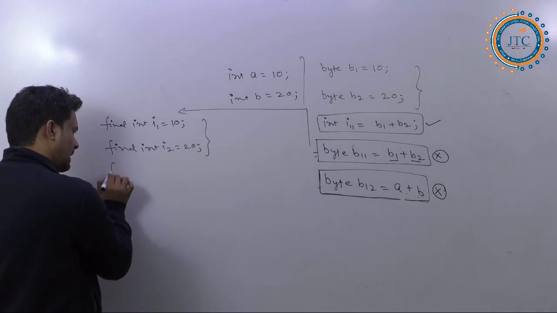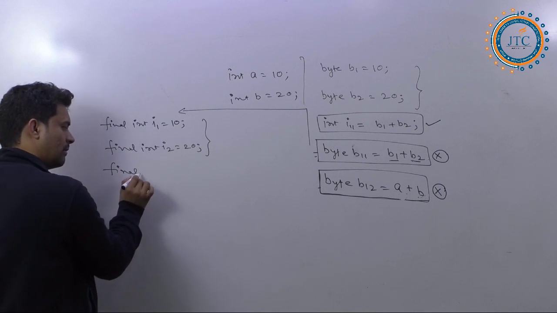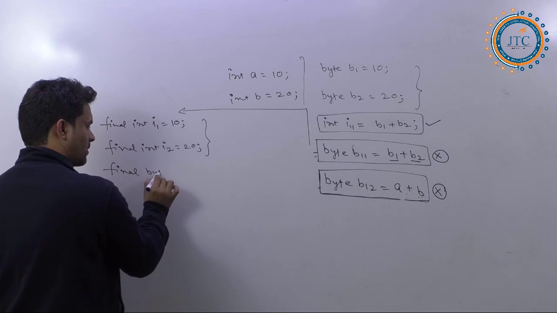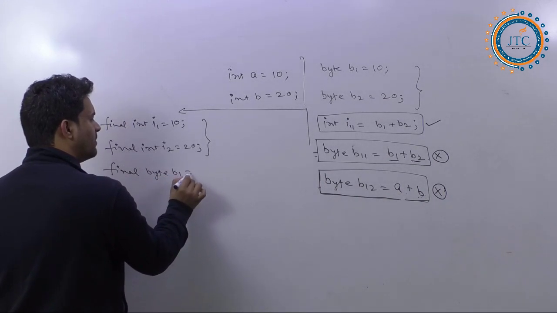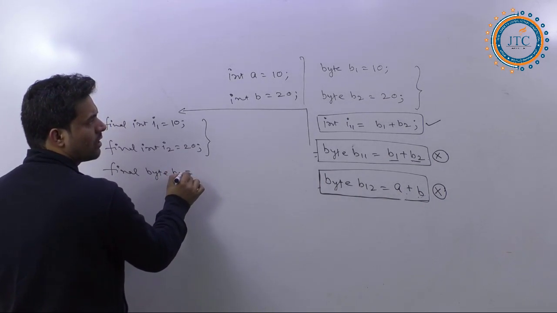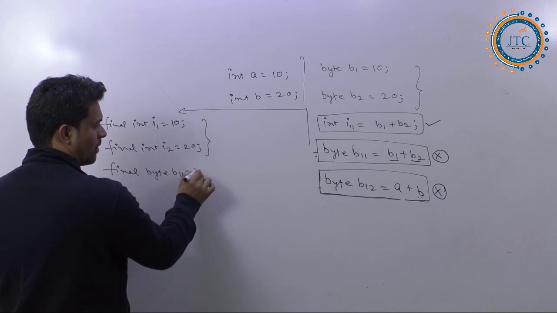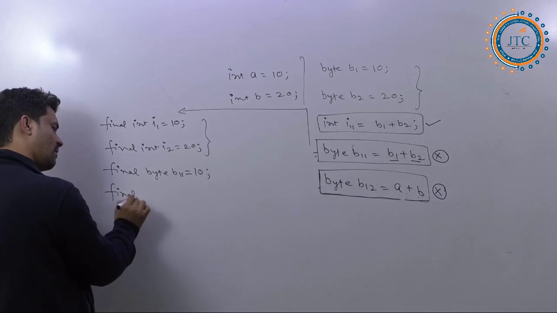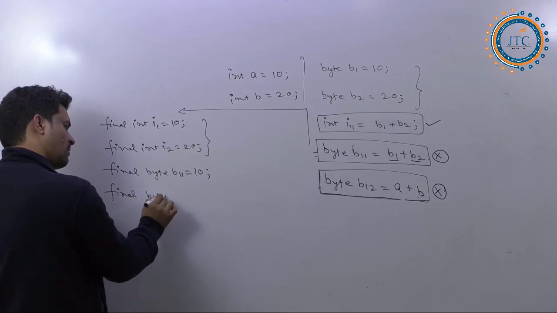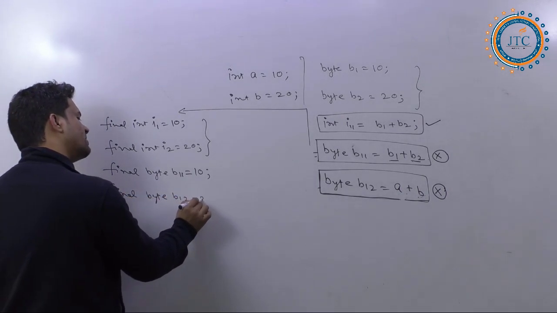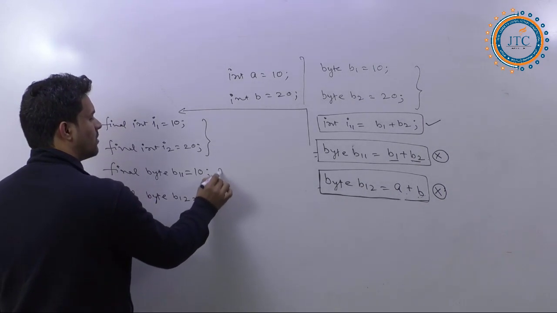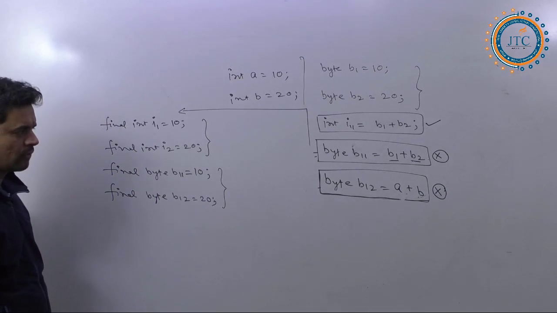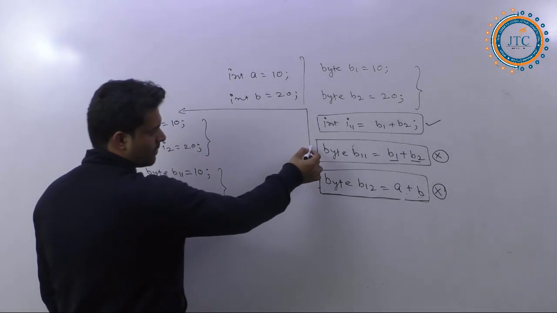Okay, again I am writing here final byte B11 is equal to 10, and byte B12 is equal to 20. These four or five things I have written here, right?